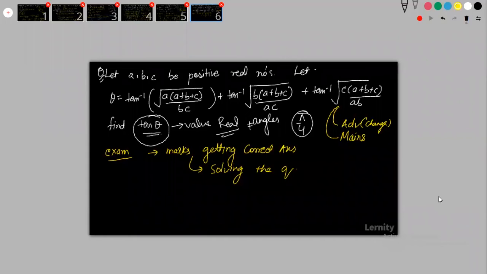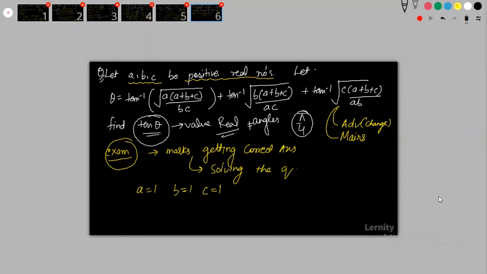Now see, they have given, let A, B, C be positive real numbers, and they have given tan inverse of this, tan inverse of this, and tan inverse of this. The best way to solve this question in the exam, remember, I'm talking about the perspective of the exam, is to substitute in terms of A, B, and C. I can take A is 1, B is 1, and C is 1.